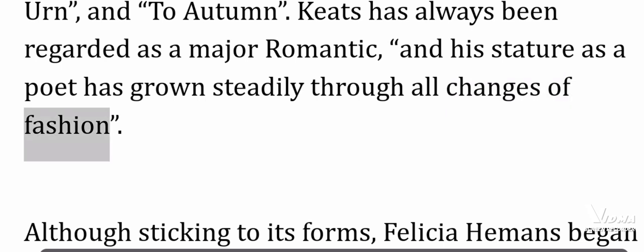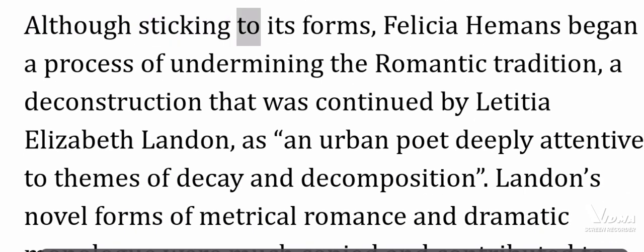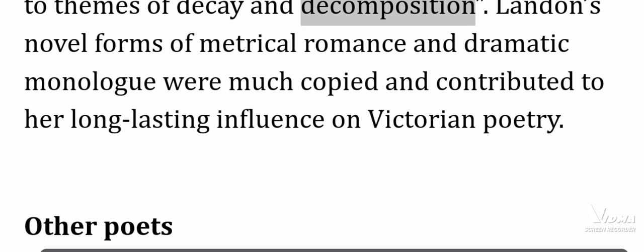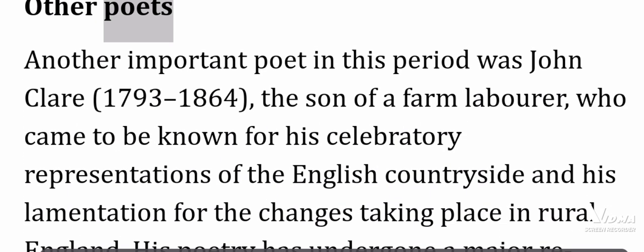changes of fashion. Although sticking to its forms, Felicia Hemans began a process of undermining the Romantic tradition, a deconstruction that was continued by Letitia Elizabeth Landon, as an urban poet deeply attentive to themes of decay and decomposition. Landon's novel forms of metrical romance and dramatic monologue were much copied and contributed to her long-lasting influence on Victorian poetry.